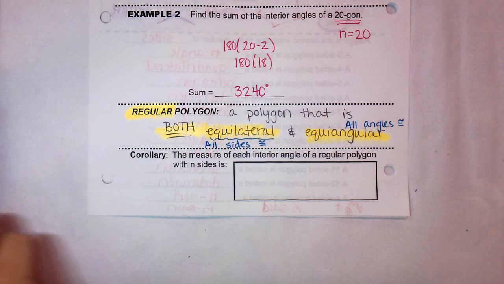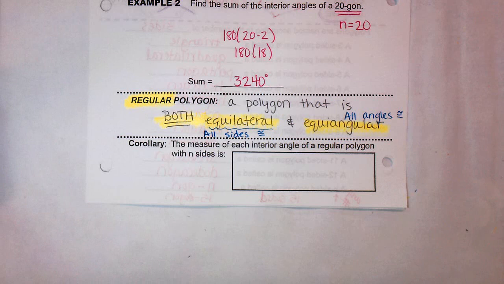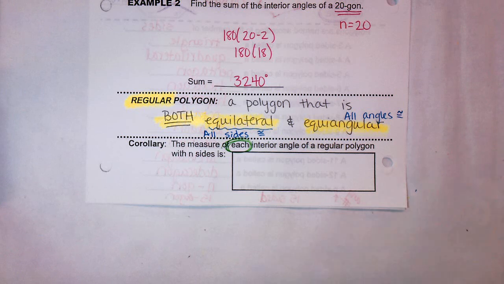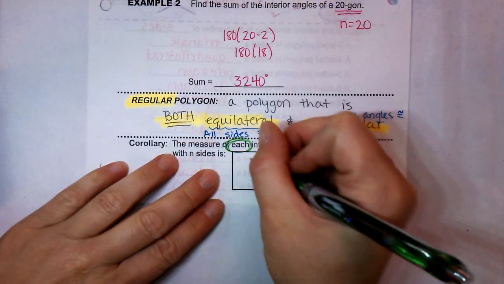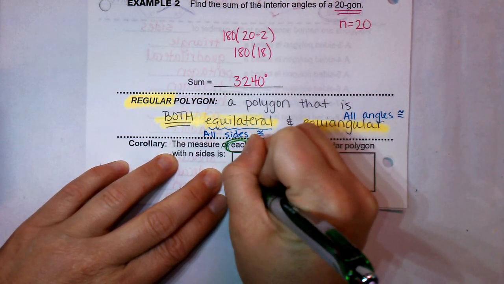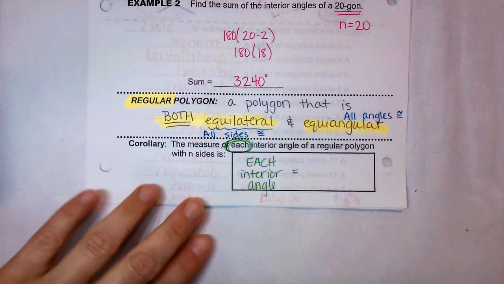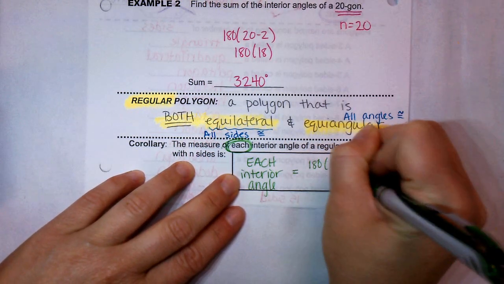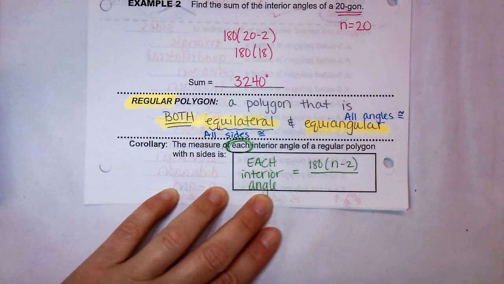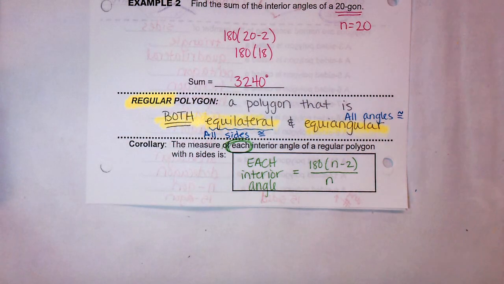Okay, so the measure of each interior angle. Our next formula: what if I want each interior angle? So instead of the sum, I want one single angle. So the formula for that, remember we had the total, 180 times (n minus 2). I'm going to take the total formula and divide, because I want one angle, by the number of sides. So divide by n.